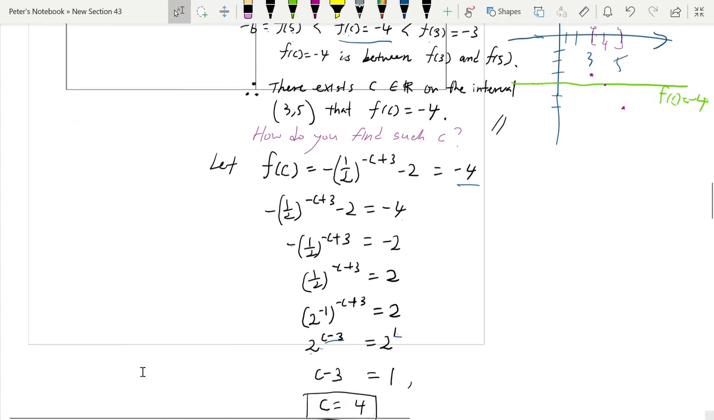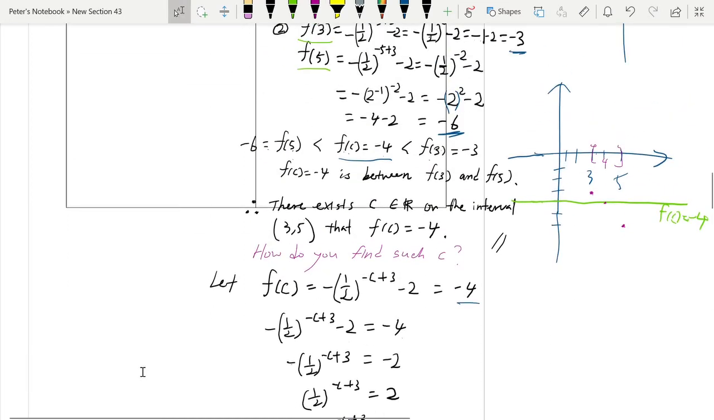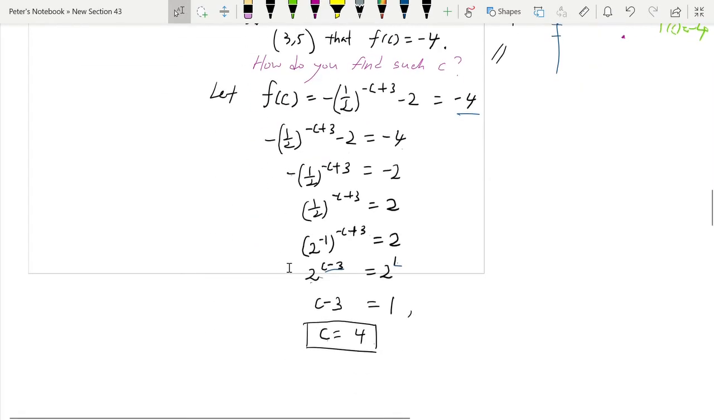So we knew from IVT that there should have been some number between 3 and 5. It could be 4, it could be 4.5. We didn't know that yet until we solved for it, that satisfies f of c equals negative 4. And that c value is actually 4. So we know that f of 4 gives us negative 4.